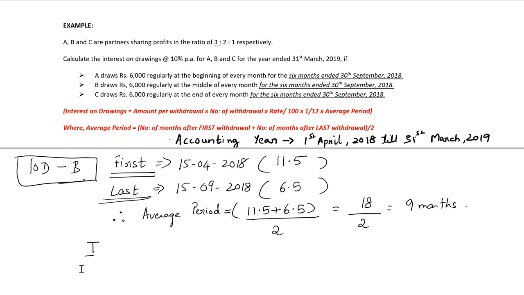Now we'll apply the formula to get the amount of interest on drawings for B. Rupees 6,000 is the amount per withdrawal. Again, number of withdrawals is 6, into the rate by 100, 10 divided by 100, into 1 divided by 12, into the average period, which is 9.